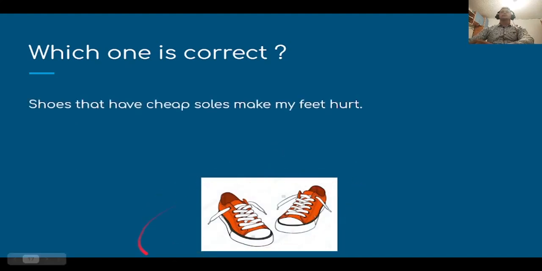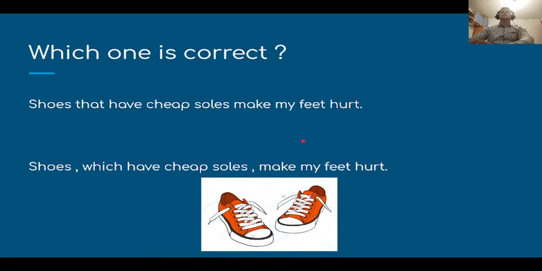Picture some nice pair of shoes. So the sentence goes like this: shoes that have cheap soles make my feet hurt. And shoes which have cheap soles make my feet hurt. Now, which one is correct?